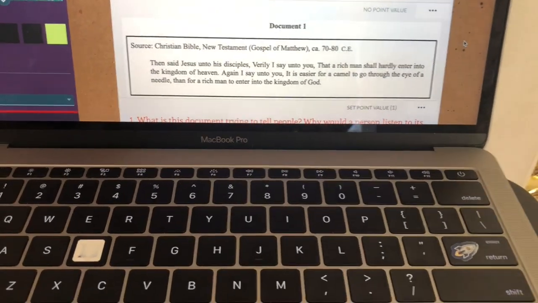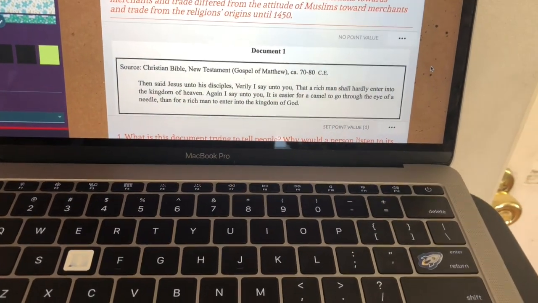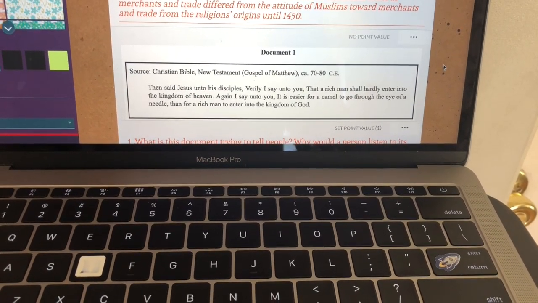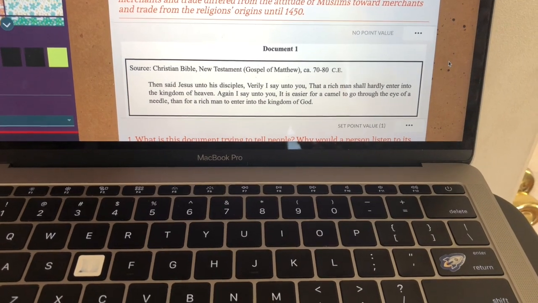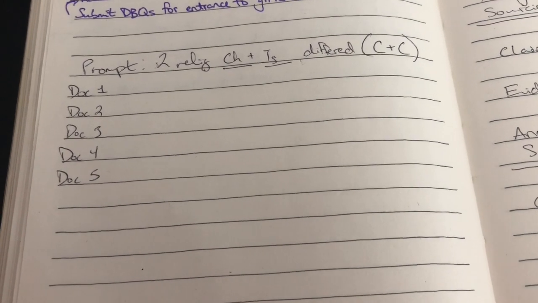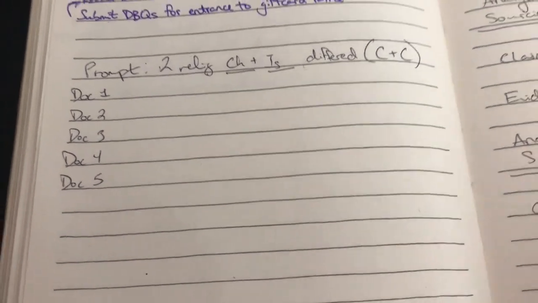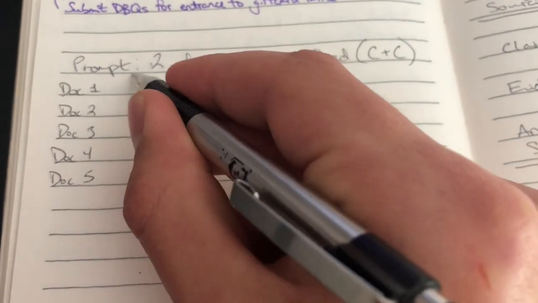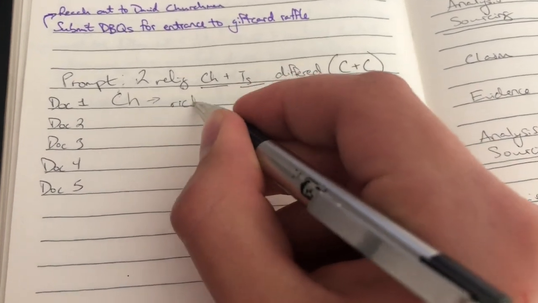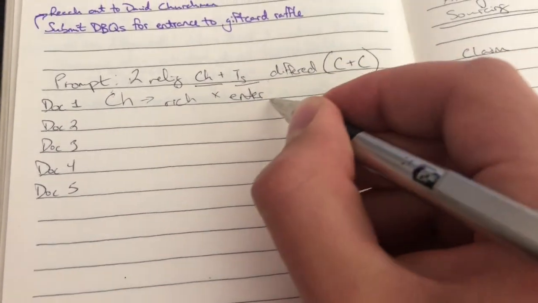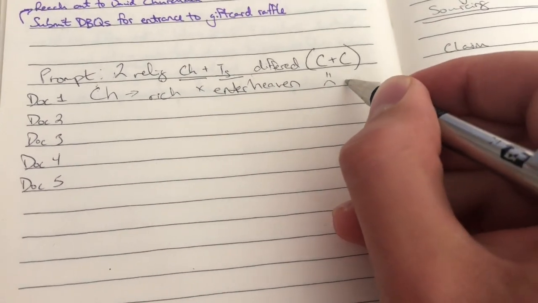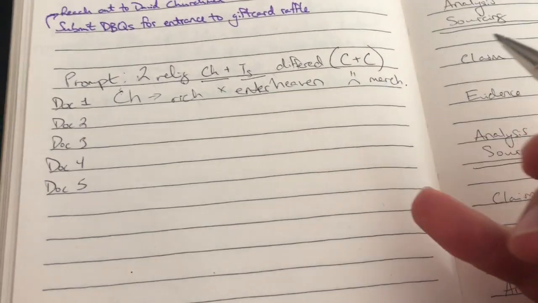Okay, so the first document looks like it's from the Bible, so we know this is talking about the attitudes of Christians. Jesus said the rich man shall hardly enter into the kingdom of heaven. So it's extremely hard to get in. This prompt is about the attitudes toward merchants, and we know merchants are trying to get their money and make sales. This document is talking about how the rich don't enter heaven, so maybe it's going to be negative towards merchants.